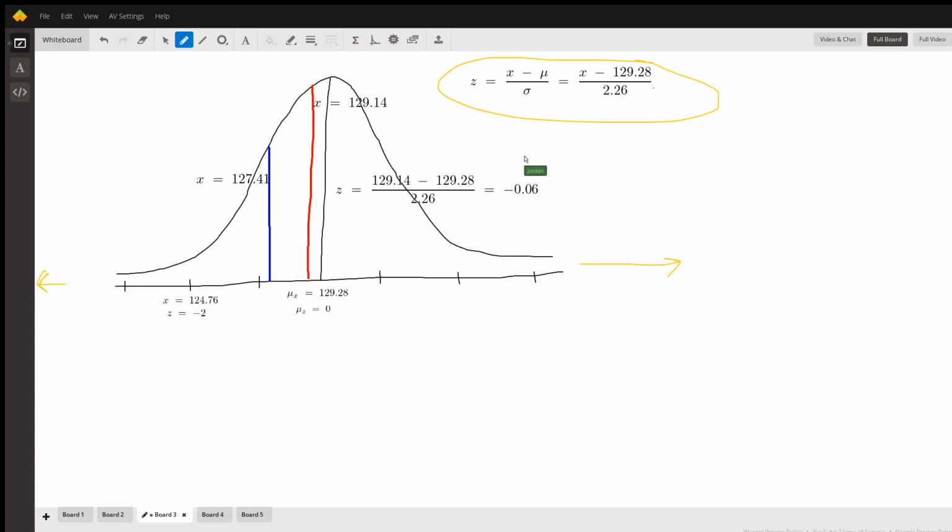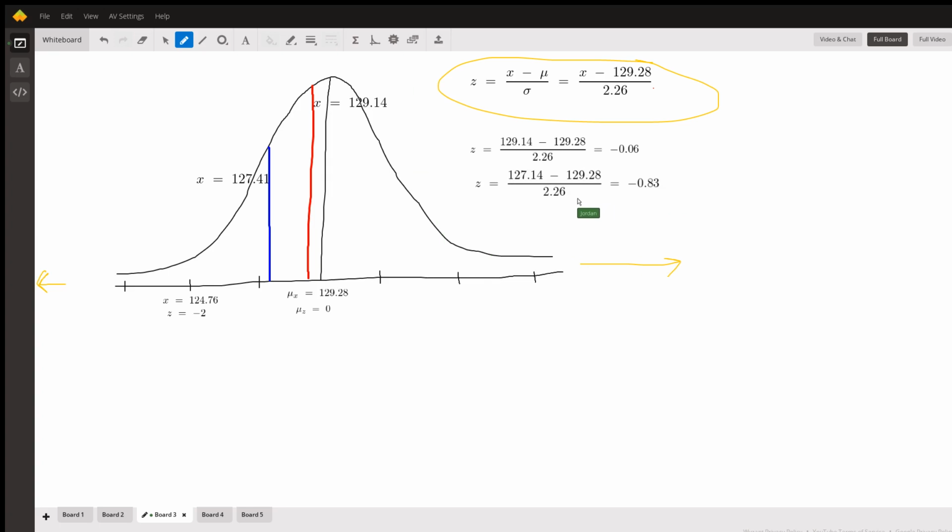So when we're talking about that red one, the z value that we're going to end up finding is negative 0.06. This one, so I have the new numbers. And then we're going to talk about that blue line, the value that we're going to be working with. Again, that x value is 127.14. So this effect on the z score is going to be that it's negative 0.83. Great. So now what do we do with this?